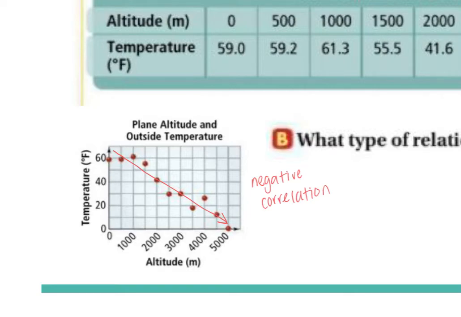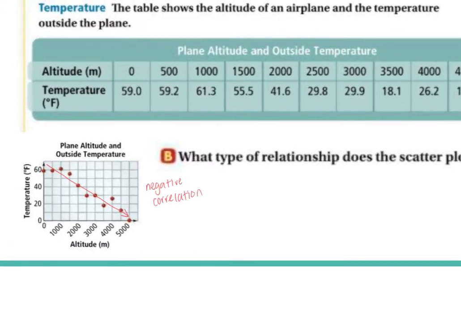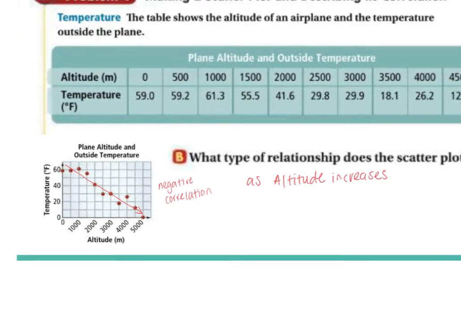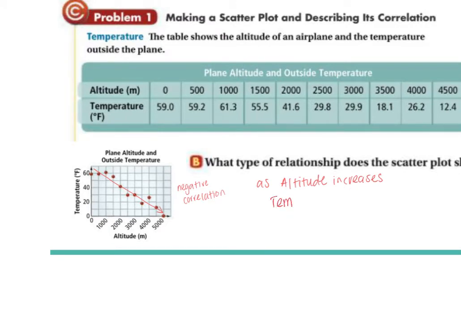As our altitude increases, what happens to the temperature? Increases? Decreases. Okay. Remember, as one goes up, the other one goes down. That's a negative correlation. If they both go up together and they both go down together, then that's a positive correlation.